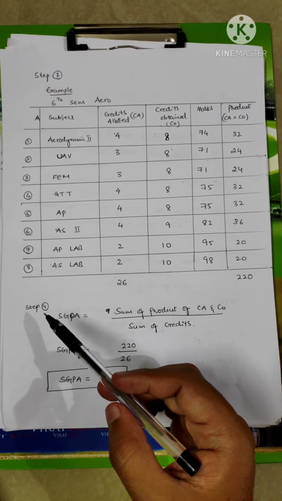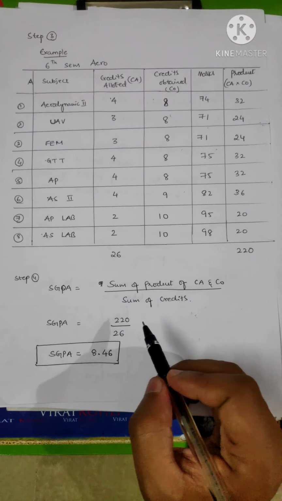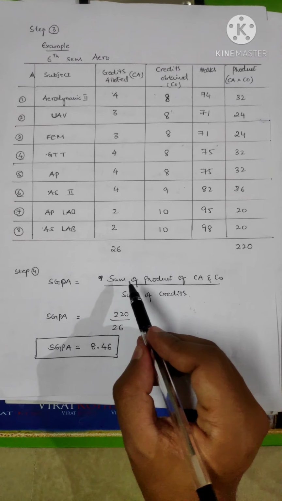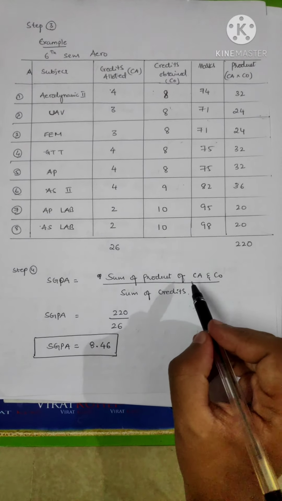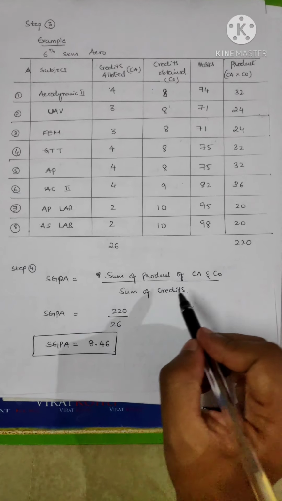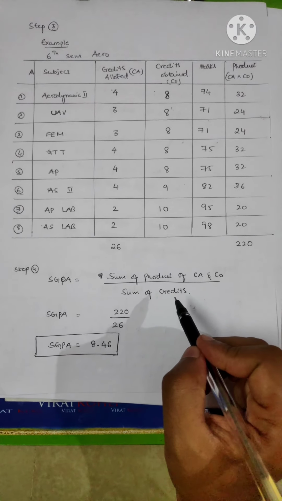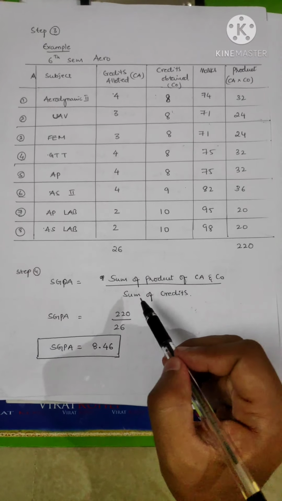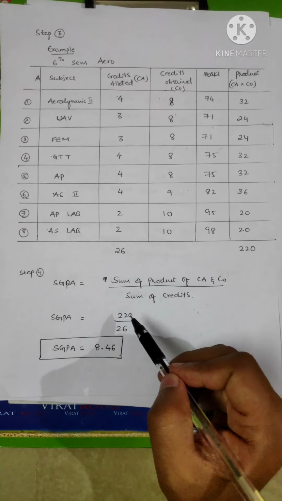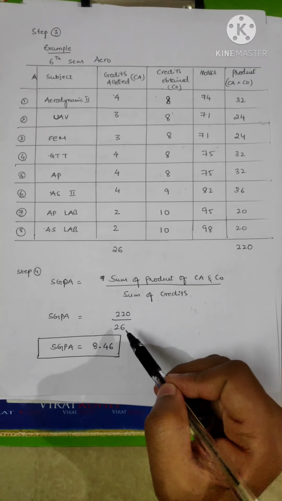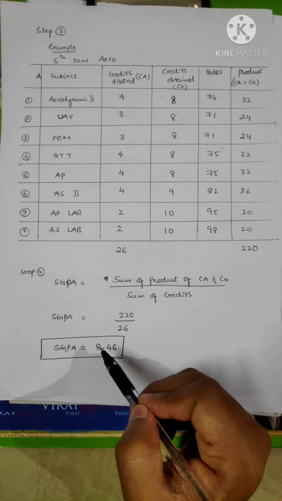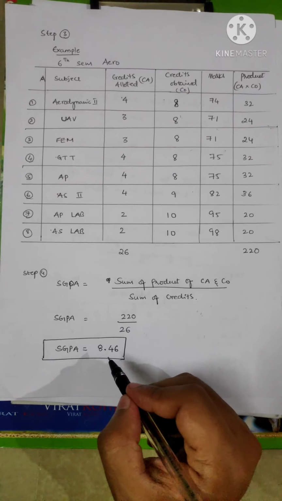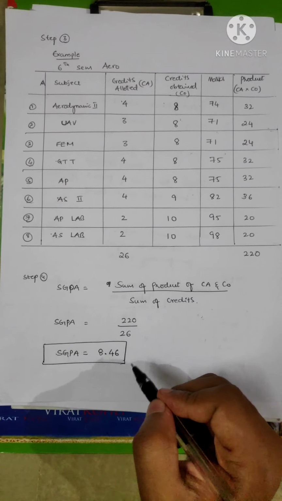So step 4, the formula: SGPA is equal to the sum of the products of the credits allotted and grade points obtained, divided by the sum of all credits. So the sum of the products is 220 and the sum of the credits is 26. So 220 divided by 26, I get 8.46. The SGPA of the 6th semester is 8.46.